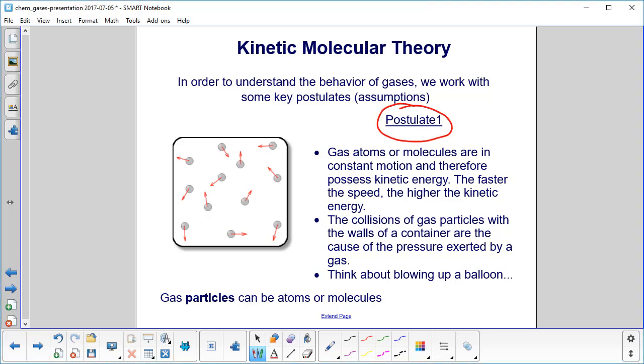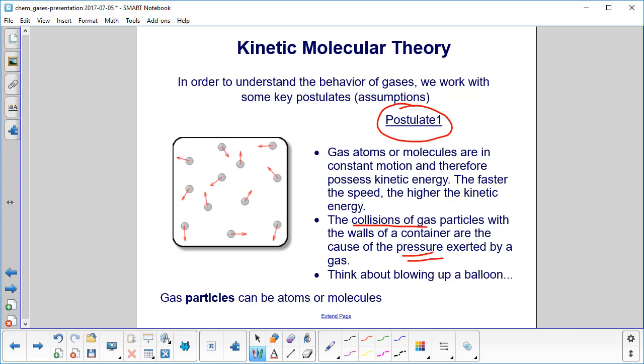Gas atoms or molecules are in constant motion, and therefore they have kinetic energy. Hopefully you remember from physics that's 1/2 mv squared. The faster the speed, the higher the kinetic energy. The collisions of these gas particles with the walls of a container that keeps them in are the cause of the pressure exerted by the gas.